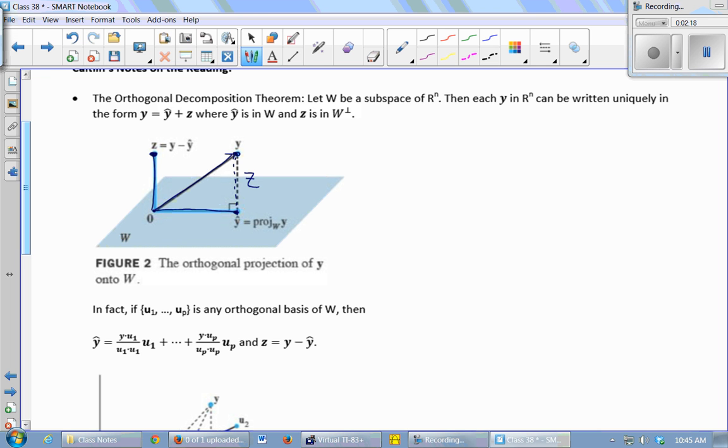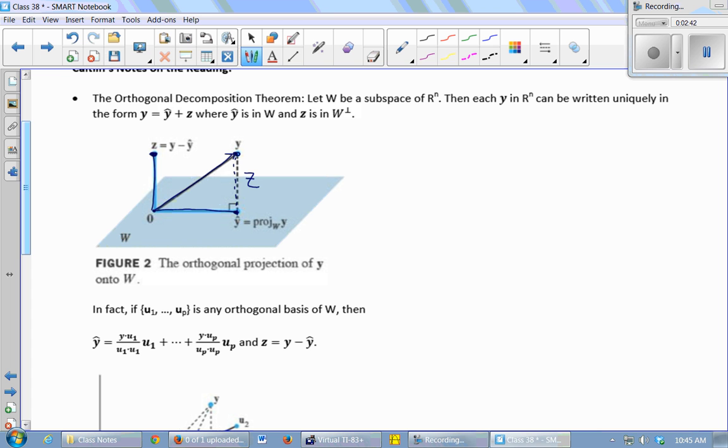No, y is above the plane. So we've got a plane W, and then we've got y above there. The orthogonal projection of y onto W is where you just drop a perpendicular down to W. Call that thing y hat.